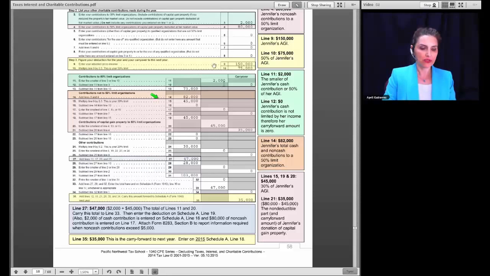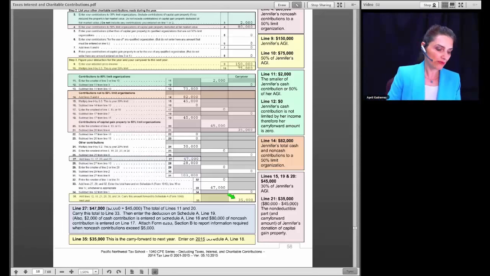The next step when we go through the worksheet, ultimately it says take line 11 and add line 20 and total those up. When you do that, you get $47,000. That's the deduction that is going to carry to Schedule A. And the difference between $80,000 and $45,000 is $35,000, and $35,000 is going to be the carry forward to 2015. So I'll leave you after class is over to study this form a little bit more, but it's a really good problem where the worksheet helps you sort it all out.